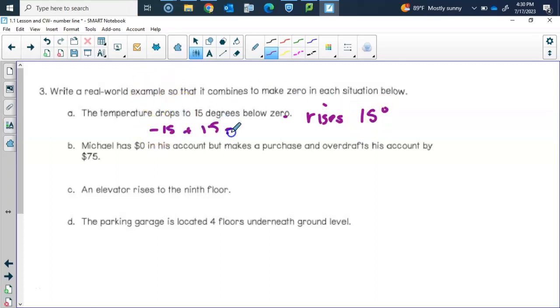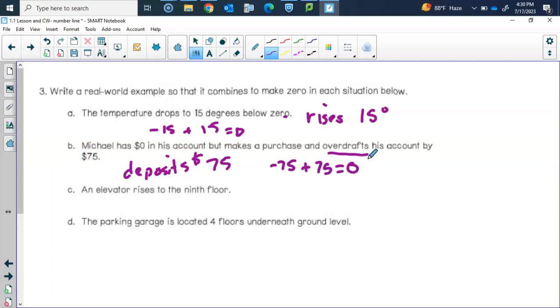plus 15 is 0. B, Michael has 0 in his account, but makes a purchase and overdrafts his account by $75. So he took out too much. What would be a real life example? Well, go. He deposits $75 because he's minus 75 here, below 0, plus 75 gives you 0.